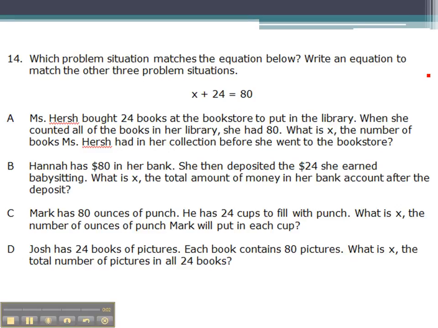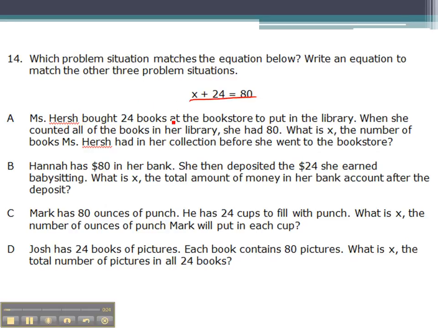Problem 14 asks which problem situation matches the equation below. The equation is x plus 24 equals 80. And then it asks us to write an equation to match the other three problem situations. So let's read the first one. And we'll try to write an equation for each one, and then we'll just select the answer choice that matches this equation up top.